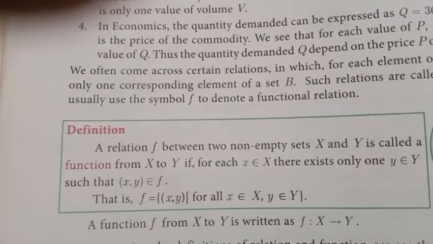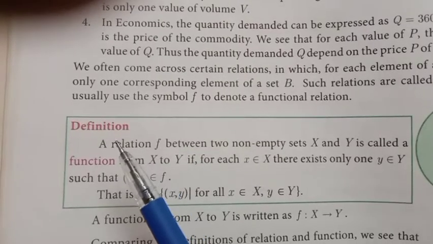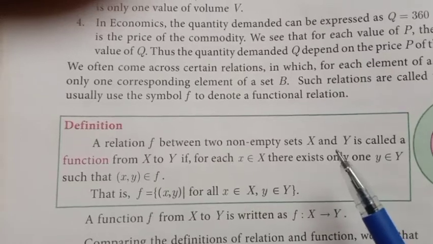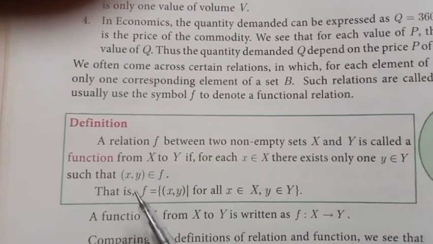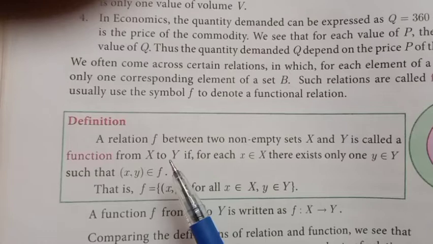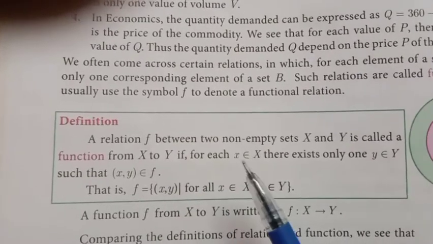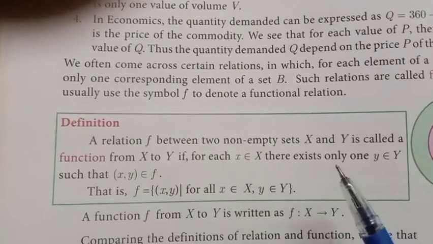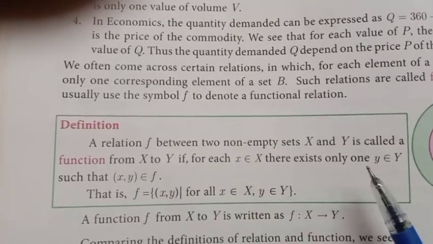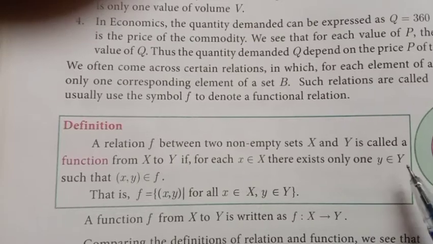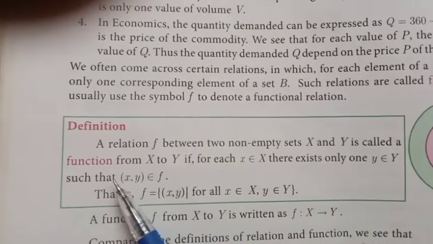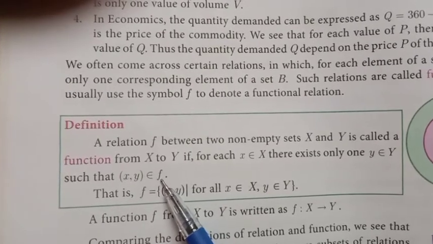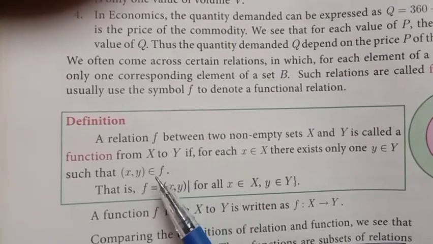Students, now you are going to learn the definition of a function. A relation f between two non-empty sets X and Y is called a function from X to Y if for each element x belonging to set X, there exists only one y belonging to set Y, such that the ordered pair (x, y) belongs to f. So this is a function.